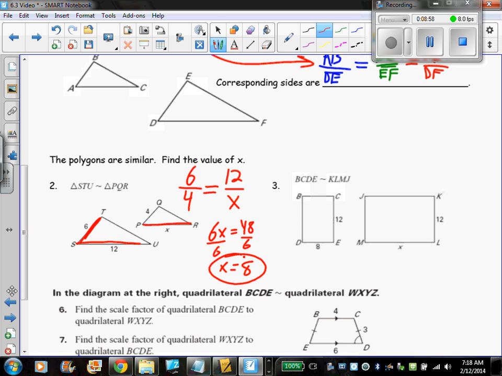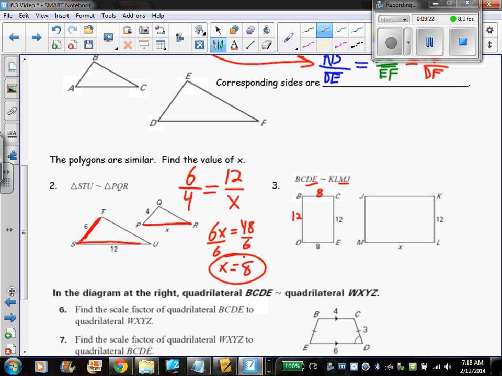In this one over here, we may want to carefully examine what sides match up with what. Here we know that DE matches up with MJ, and we can see that this is a rectangle. So if this is a length of 8, so is this. This is also 12.